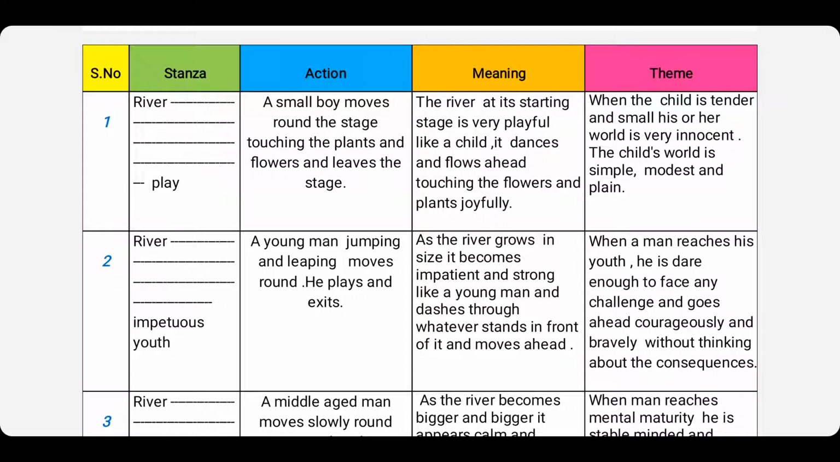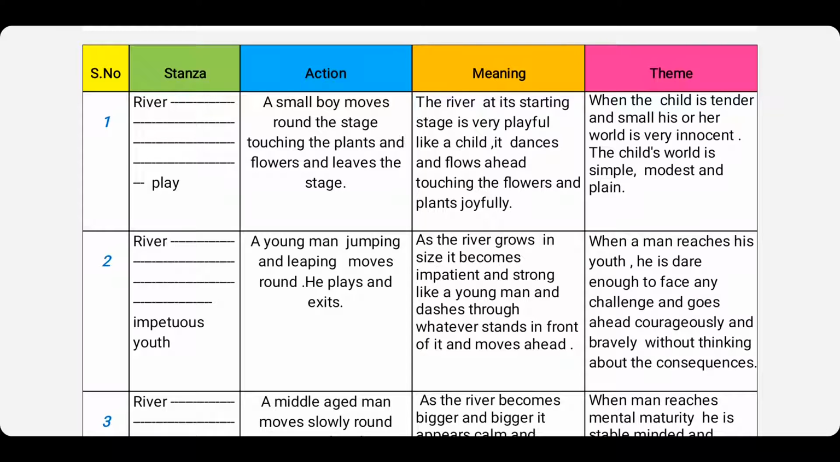So this poem I have already explained in the lesson summaries playlist I have put in our channel. You can just go to the playlist, click the lesson summary, 9th class lesson summary, and you can get a detailed study about this poem. Now we will go with the choreography. So for this first stanza, what do we see? The river is compared to a child. So for that, what action are we going to do on the stage? A small boy moves round the stage, touching the plants and flowers and leaves, and leaves the stage.